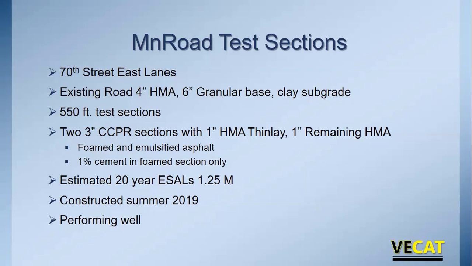2 CCPR sections that are 3 inches deep with a 1-inch HMA thin lay with 1 inch of asphalt left on there. They did foamed and emulsified asphalt. They put 1% cement in the foam section. They're performing well. They haven't been down very long, but the estimated 20-year ESALs on this will be 1.25 million ESALs. So this will be interesting to see how these things perform in a very cold climate.